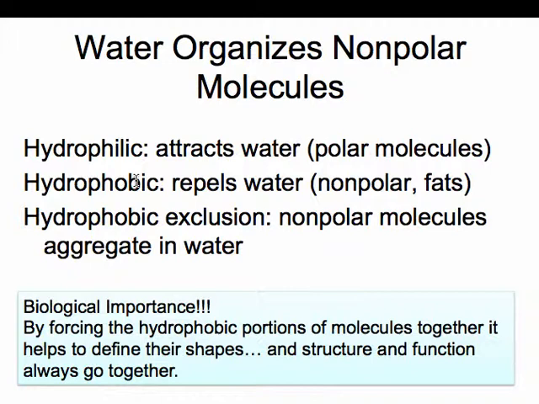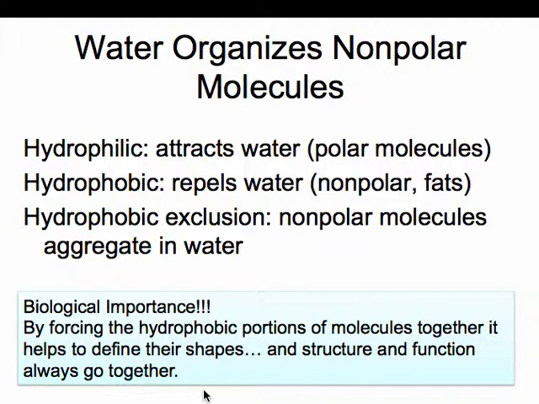And so what we see is that nonpolar or hydrophobic molecules actually exclude water. And to be able to exclude water, they start to aggregate together. And this has biological importance as well. So by forcing hydrophobic portions of molecules together, it actually helps to define shapes of biological macromolecules. And structure and function always go together.